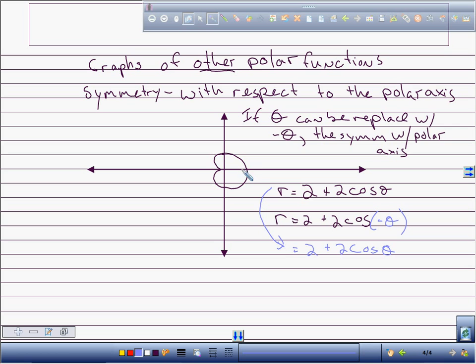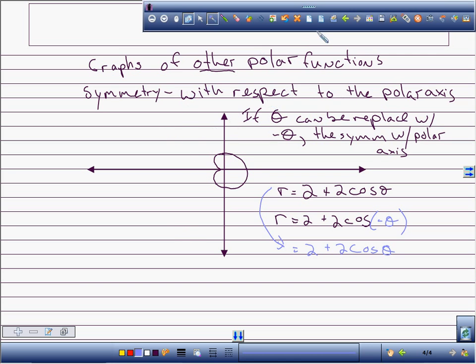What's nice about that is if I'm graphing this by hand, I only have to graph half of it, and then I can just sketch the other half without ever having to calculate it. For the most part, if it's just a cosine function, it's going to have symmetry with respect to the polar axis. If it's just a sine function, it's going to have symmetry with respect to the y-axis, if it's r equals something like that.